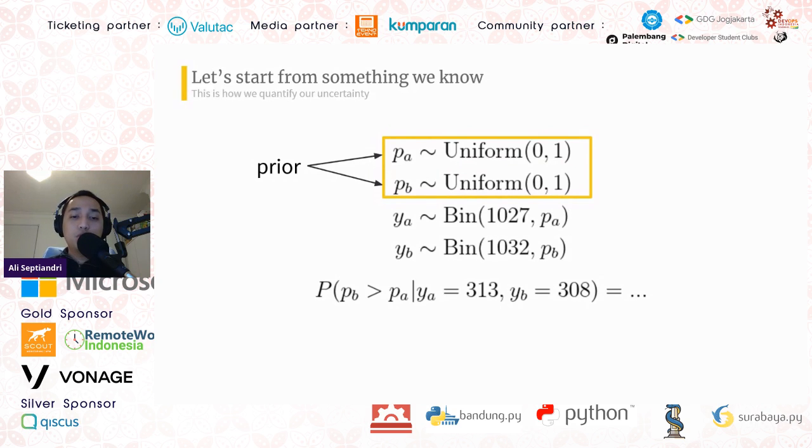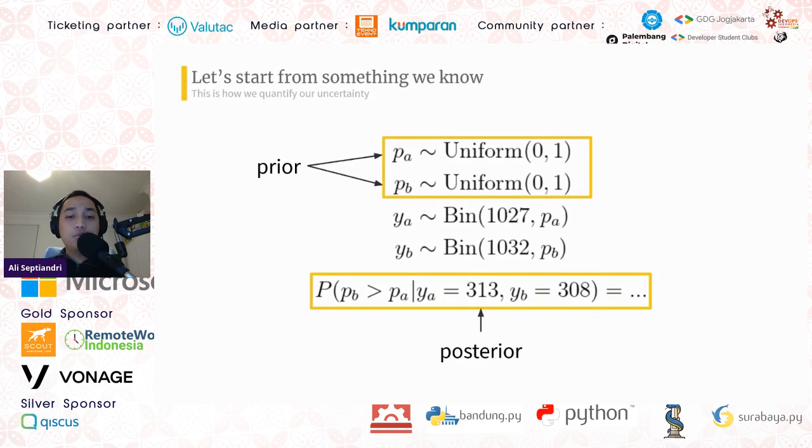And what we want to know is really the posterior in this case. So what's the probability of PB greater than PA given YA is 313 and YB is 308? Looking at this, this should be much simpler to you.